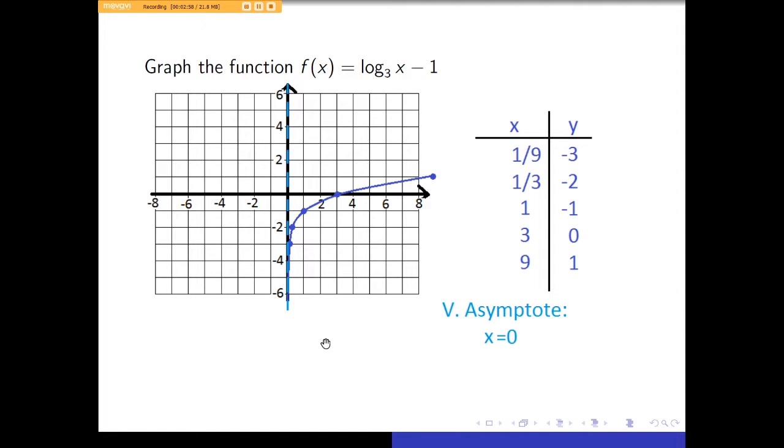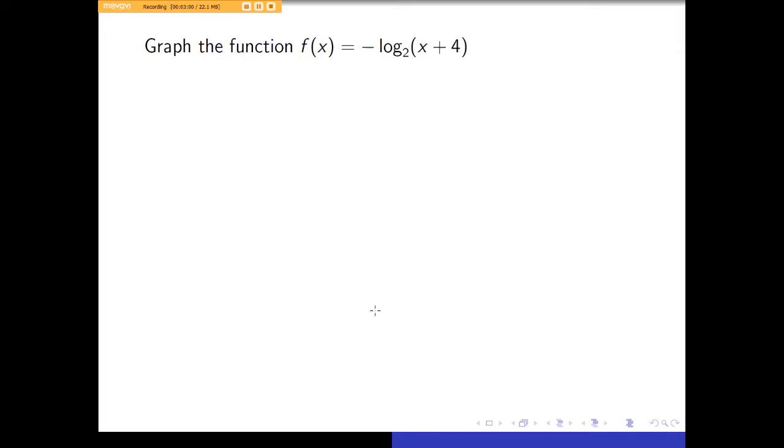Okay, so let's look at a more complicated one to graph. So say we have to graph the function f of x equals negative log base 2 of x plus 4. So this one we're going to have to use u-substitution, much like we did for exponential functions. So what we do is we always let u equal whatever is inside the logarithm. In this case that's the expression x plus 4. And so then I'm going to solve that by subtracting 4 from both sides. We get u minus 4 equals x.